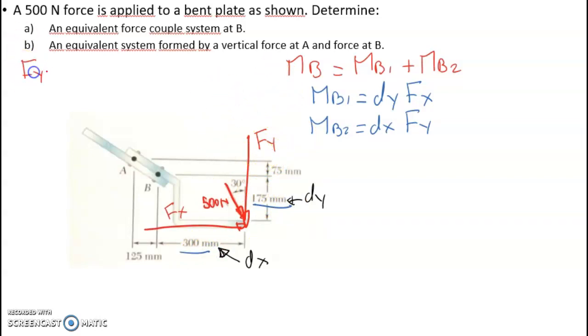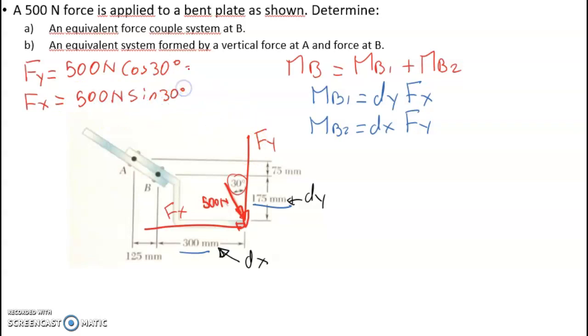Since we already know the distances, we have to calculate the forces. For force y, we have an inclination of 30 degrees about the vertical. That means force y can be calculated as 500 newtons times cosine of 30 degrees. Force x is 500 newtons times sine of 30 degrees. For force x, we get a 250 Newton force. For force y, we'll have a 433.01 Newton force.